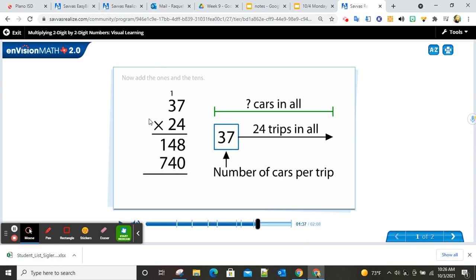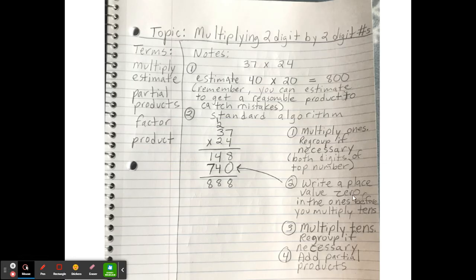So right now, as you can see, we have two partial products. Let's go ahead and add this part into our notebook. Okay, so notice that my second step that I wrote down was write a place value 0 in the ones before you multiply the tens.